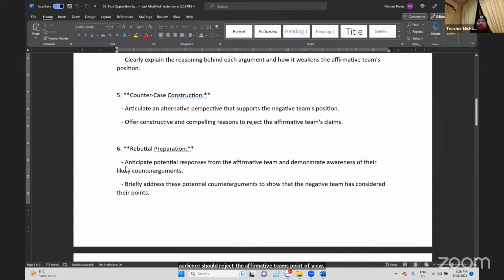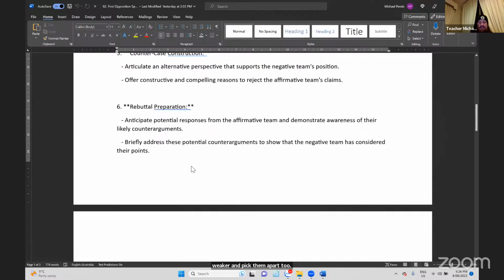We want to prepare any rebuttals for the affirmative team. Usually you'll try to do this ahead of time to guess what they might say, but it also comes down to listening to the affirmative team while they speak. Then you want to quickly address these potential counter arguments to show that your team has really considered both sides of the argument. Because again, if you can argue the other side, you can also make their arguments weaker and pick them apart too. So it's a very handy skill to have.